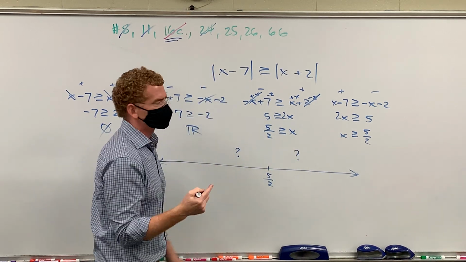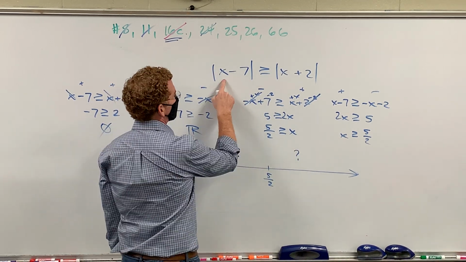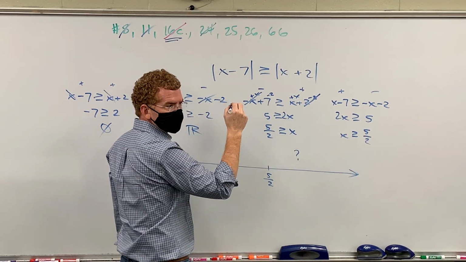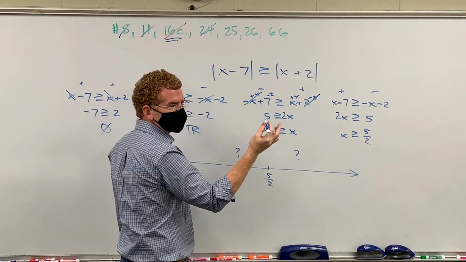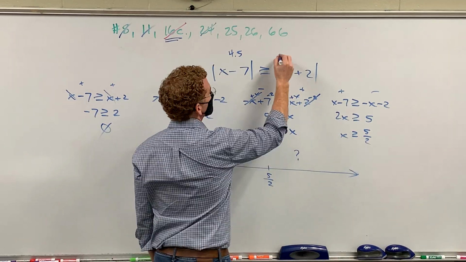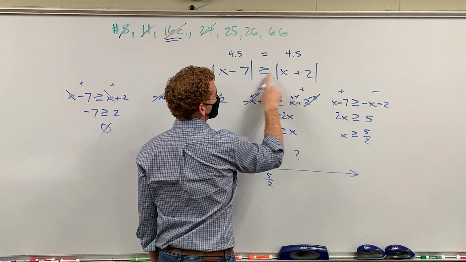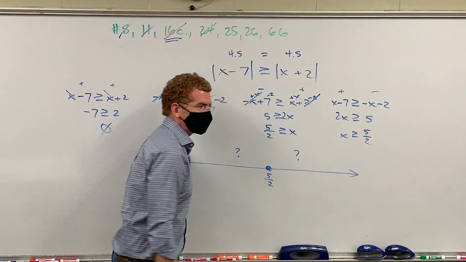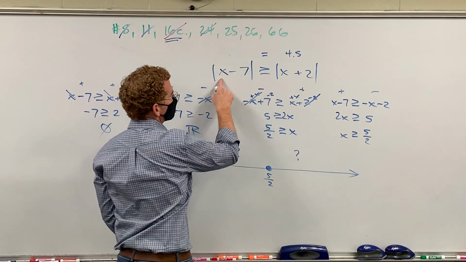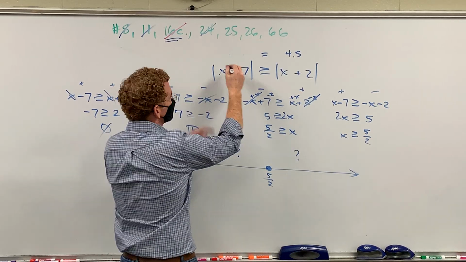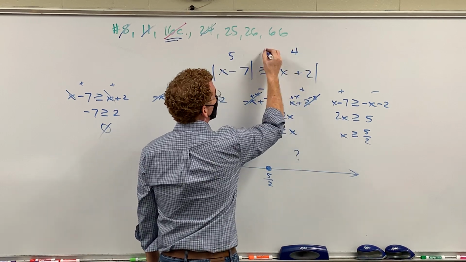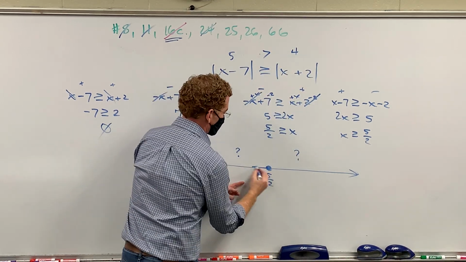Let me just double check and make sure that that makes sense. If I plug a 5/2 in, what's 2.5 minus 7? Negative 4.5, which becomes positive 4.5. What's 2.5 plus 2? Positive 4.5. That is equal, so I'm going to keep it. Let me pick something smaller than that, like 2. If I plug a 2 in here, I get negative 5 absolute value. If I plug a 2 in here, I get 4 absolute value. That's true. So I'm going to shade this side.